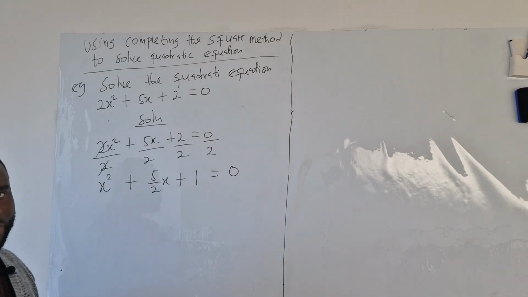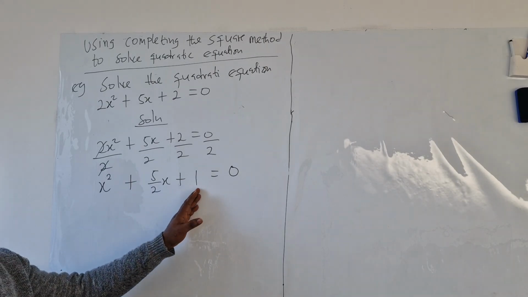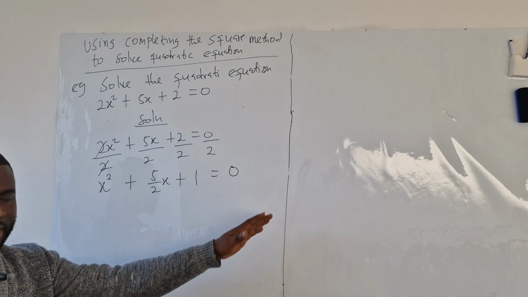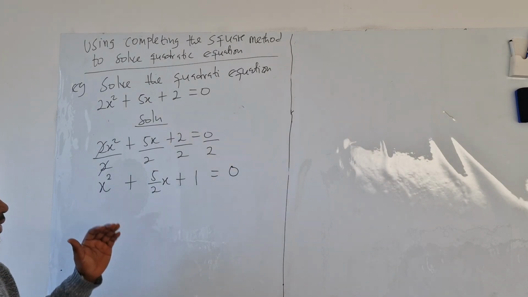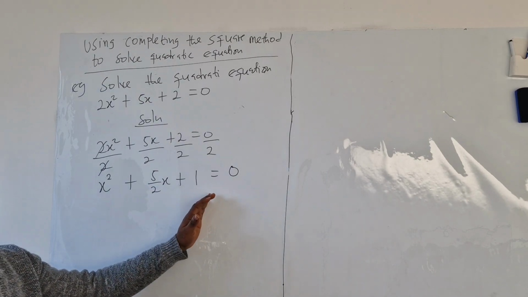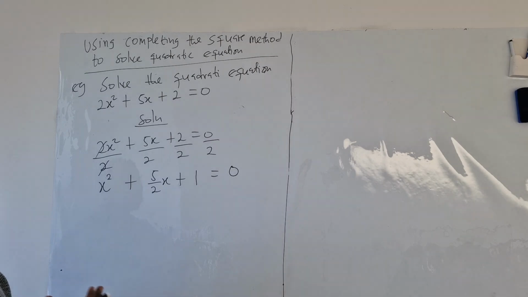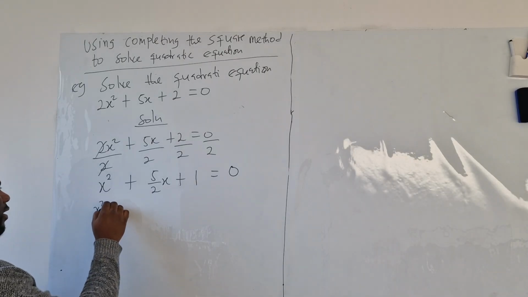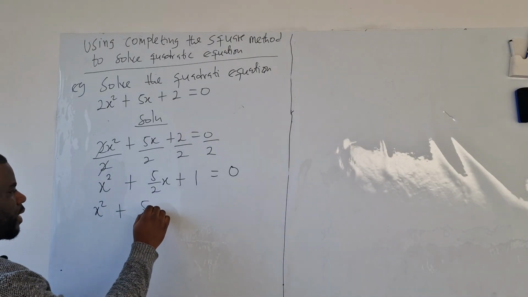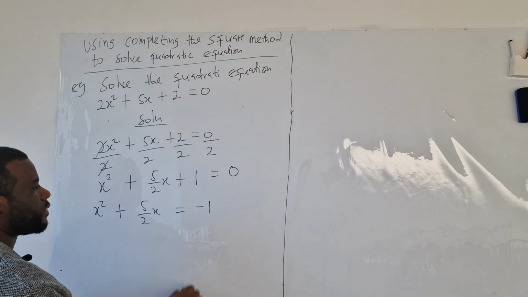Now, what's the next thing to do? The next thing is to take the constant term to the right side of the equal to sign. These are the steps. First step, make sure the coefficient of x squared is 1. Second step, take the constant to the right side of the equation. It's plus 1, so it goes there as minus 1. So you have x squared plus 5 on 2 x equals minus 1.